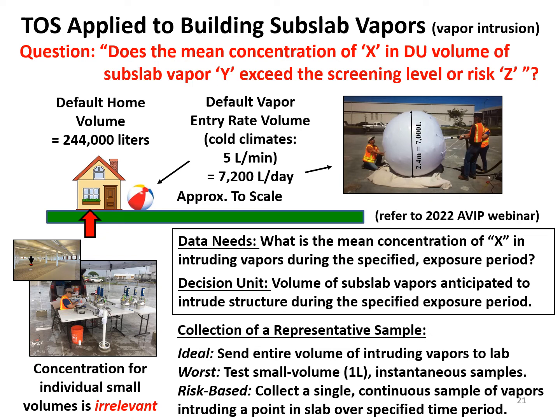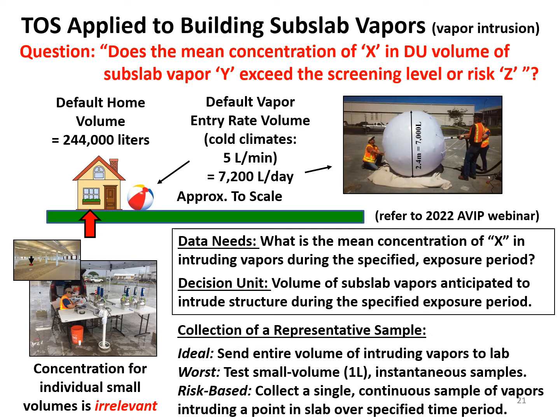Ideally, we send that entire weather balloon to the laboratory for testing. Again, it's too big to test. So the worst thing you could do if you're trying to get the mean concentration of the contaminated intruding vapors over a single day is to grab a single, say 1 liter instantaneous sample from under the slab of the building. Same thing for indoor air.